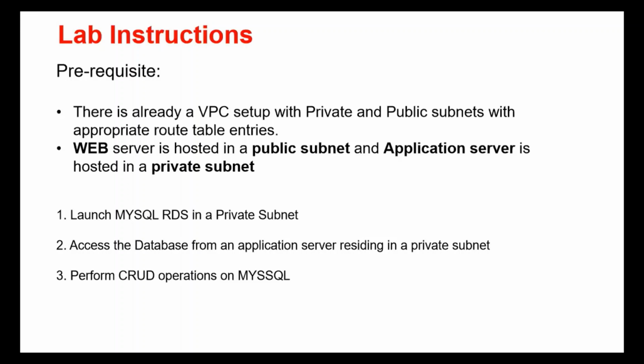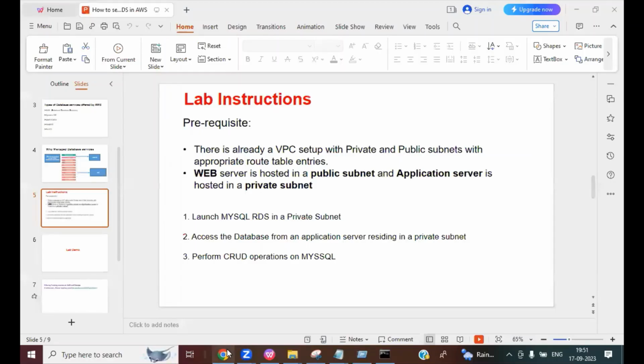So let us go ahead and launch the MySQL RDS. As I mentioned before, I already have a VPC set up with the private and the public subnets. I have a web server hosted inside a public subnet, and there is an application server running on a private subnet. So let me just show you that in the AWS console.